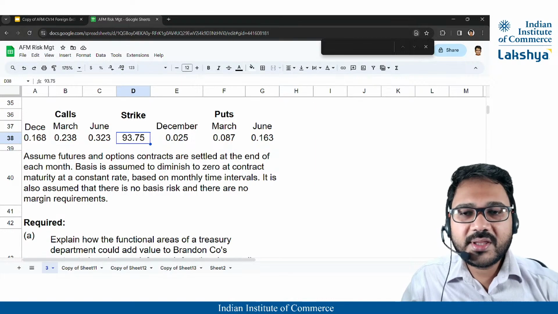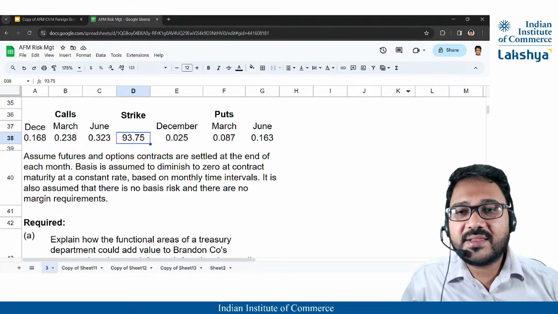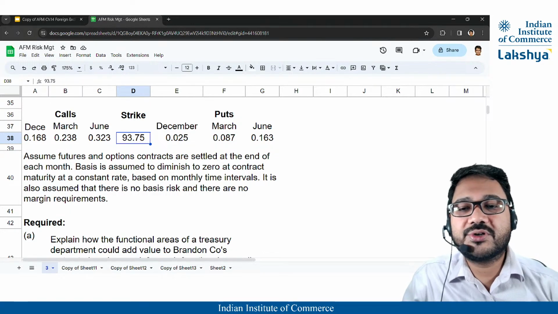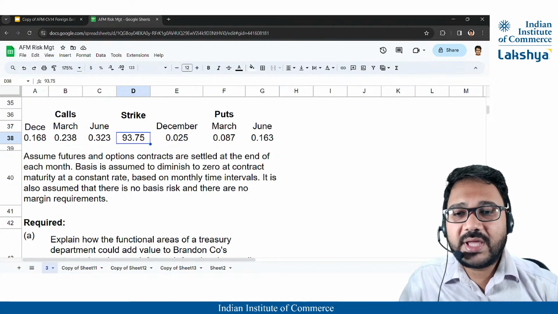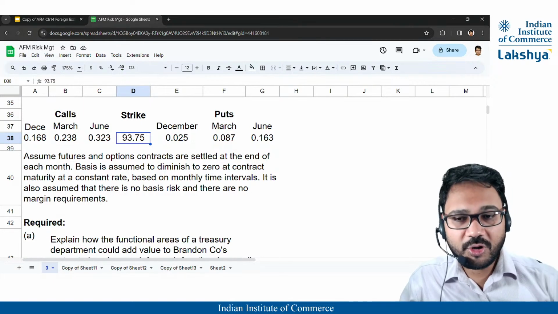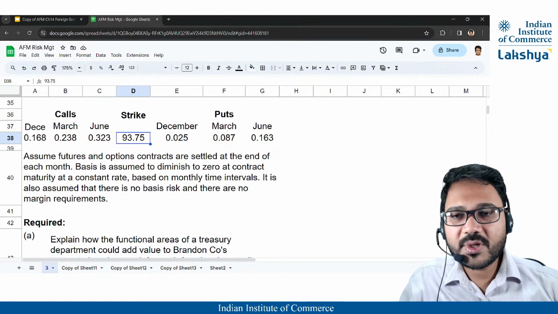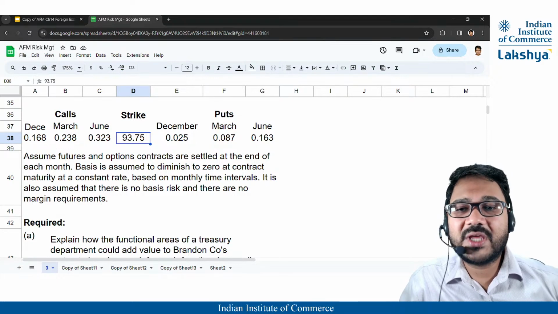Okay. Now, this is where you can show your commercial acumen by saying that in reality, basis does not reduce to zero in a constant manner. Therefore, there is something known as basis risk, right? And in reality, you do have to pay margin amount also on futures. So on futures, you have to pay margin. In options, you have to pay a premium.